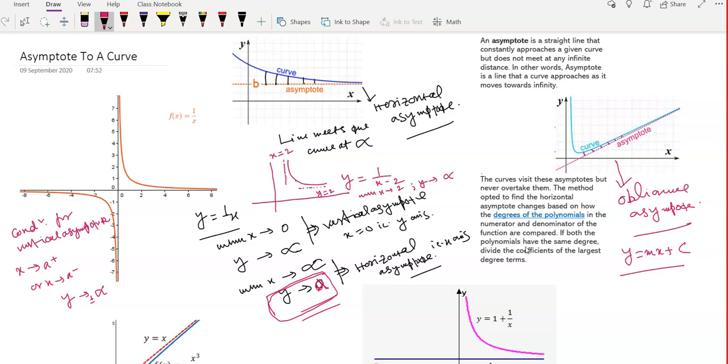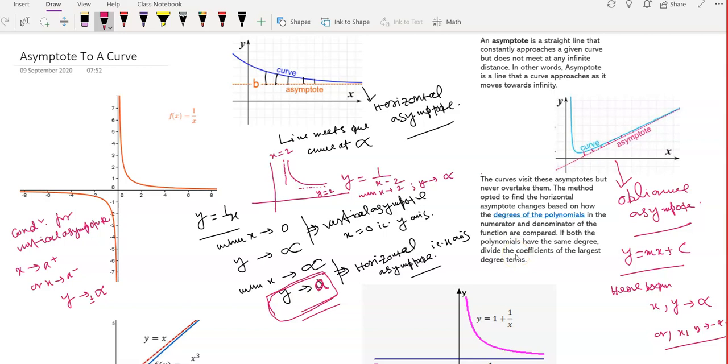So for oblique asymptote, one can say that here both x and y tend to infinity or minus infinity. Both are tending to infinity. In that case, we will say that there is an oblique asymptote.